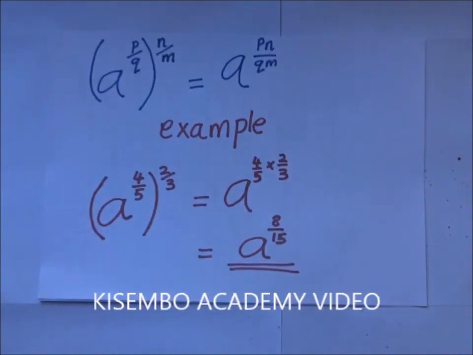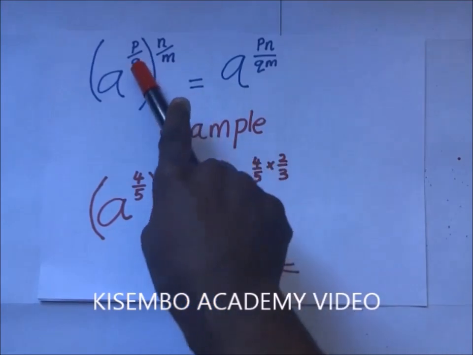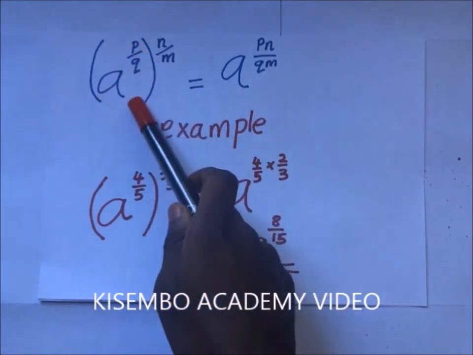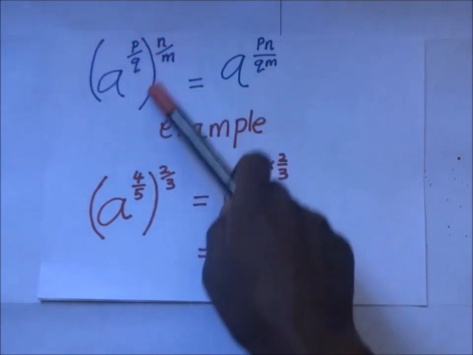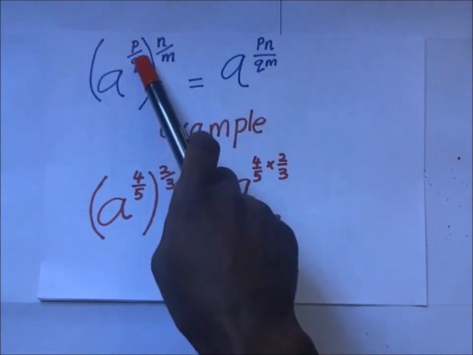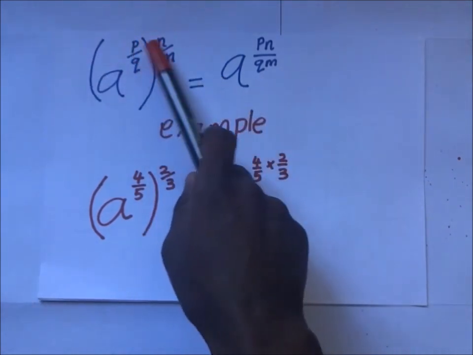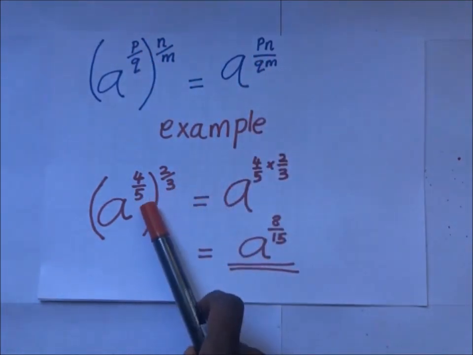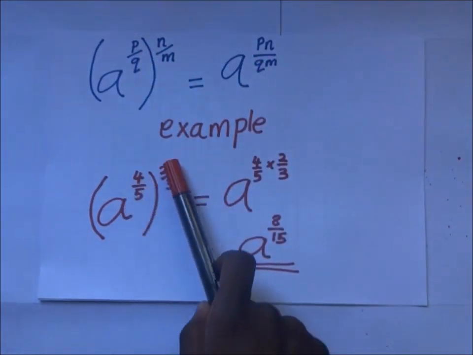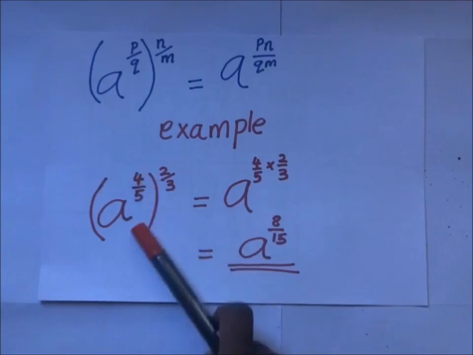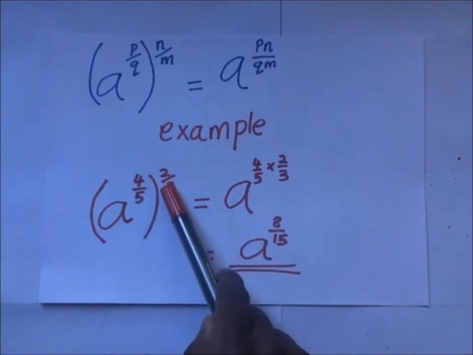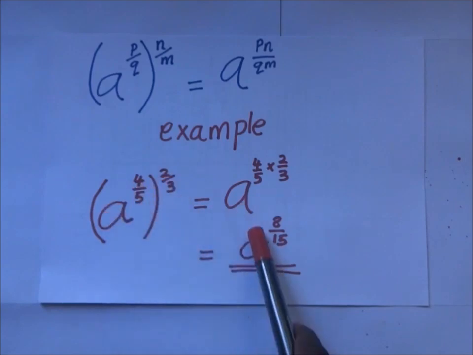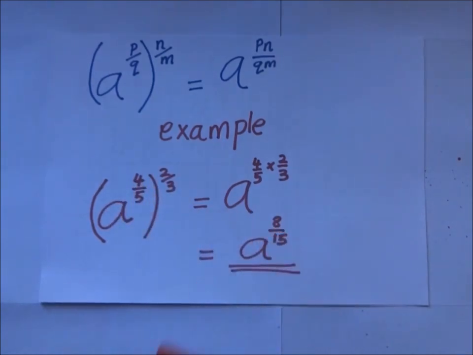Again, when we are having a to the power p over q, this is a fractional index, and all this is still to the power n over m. It's the same as saying this times that. So in our example, it is a to the power 4 over 5, and all this whole thing is still to the power 2 over 3. So it is this fraction multiplied by that fraction. It is the same as saying a to the power 8 over 15.